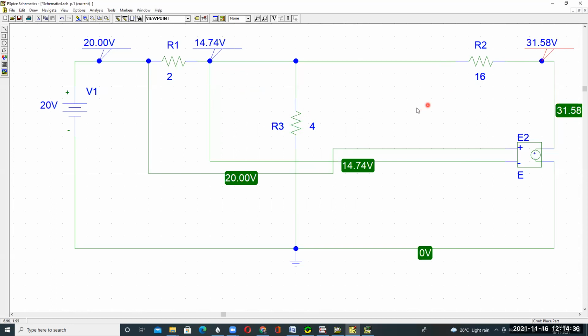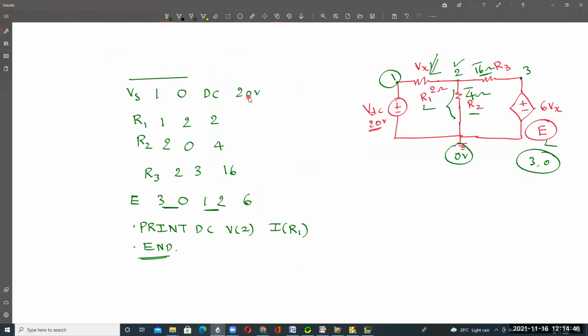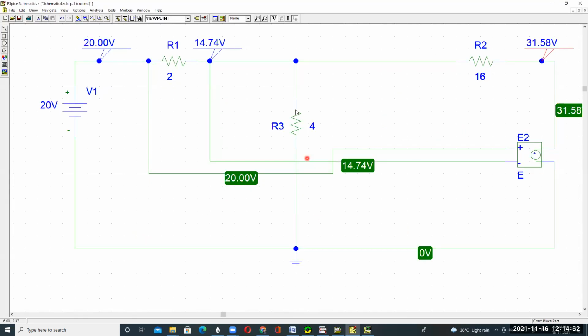So in this way we execute this dependent voltage source using the schematic. By writing the program like this, we get the output in this way. By writing the program, V1 10 DC 20 volts, R1 like this, we'll get exactly the same answer as this. The voltage across this node is 14.74. Placing the viewpoint here, we get the voltage across this node point. This is our voltage-controlled voltage source.